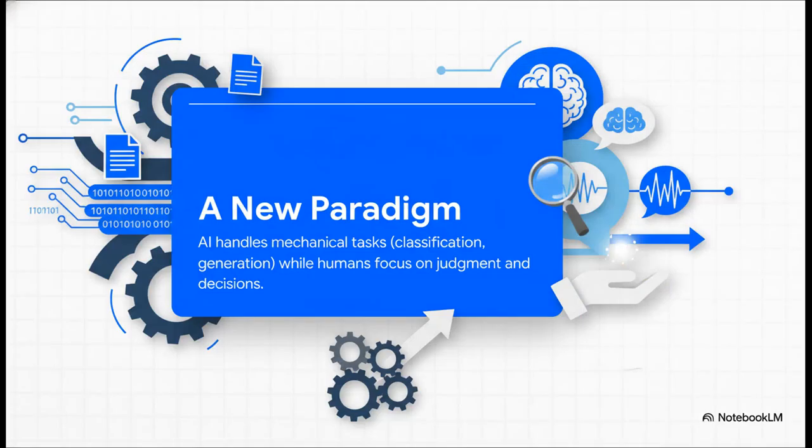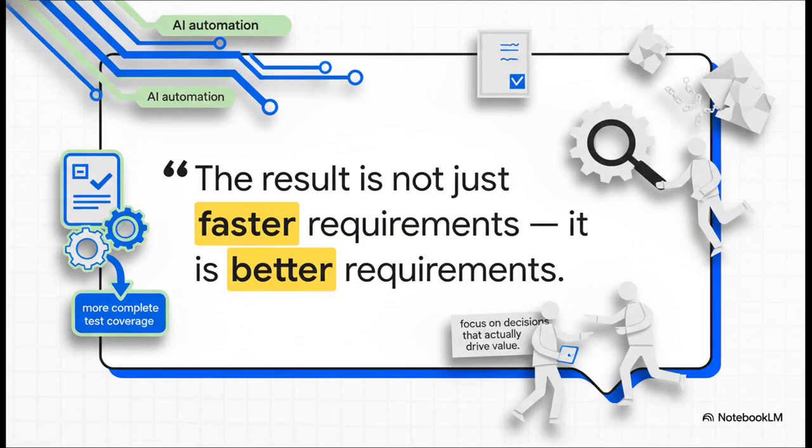And this is so important. The AI isn't here to replace people. It's here to elevate them. It takes over all the structural, mechanical grunt work, the classifying, the scoring, the endless rewriting. This frees up your human experts to focus on what they do best: using their judgment, solving complex problems, and making those final critical decisions. And that, right there, is the ultimate win. You don't just get your work done faster, you get better requirements with more complete testing and a team that is finally freed from the mountain of paperwork to focus on the decisions that actually drive value.